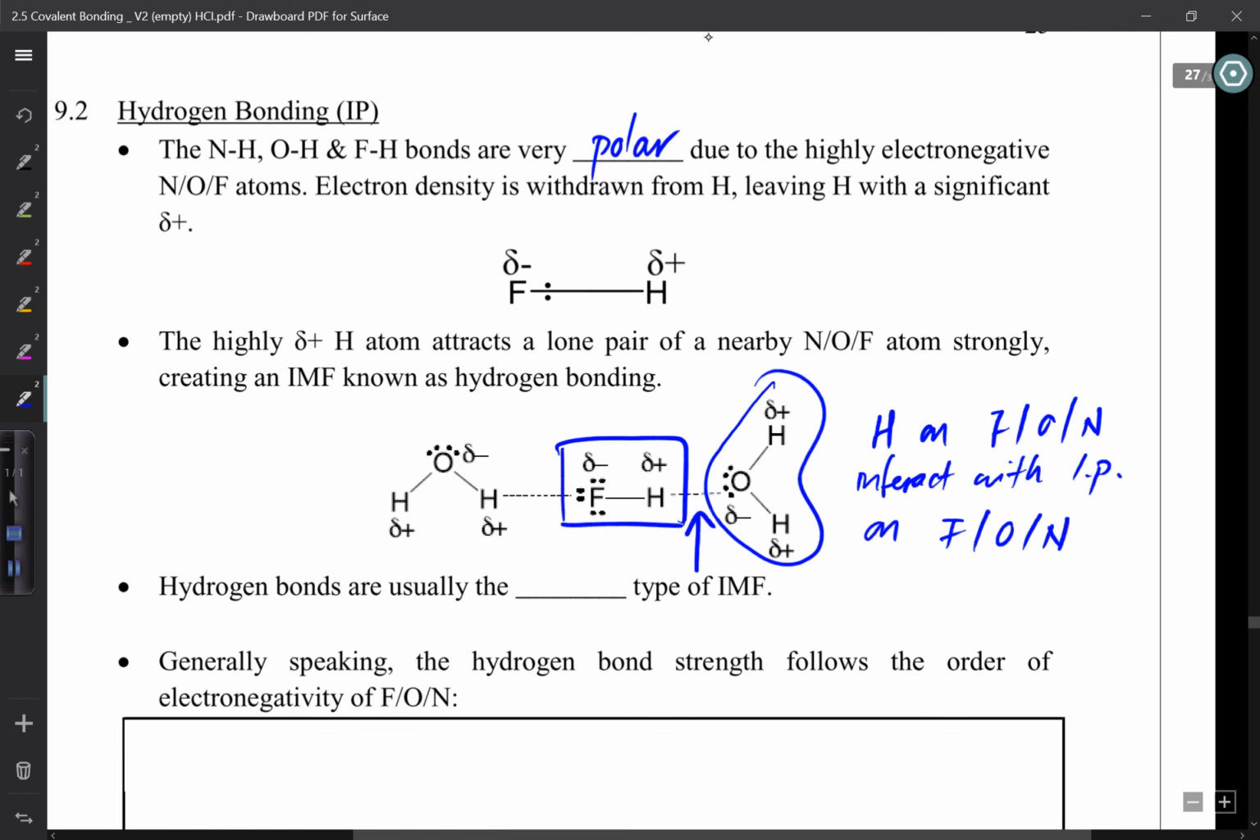So for this side, same thing. You can see that you have H on O, right? And then this H is interacting with the lone pair on F. So it can be this or this.